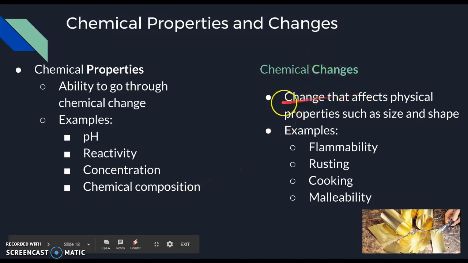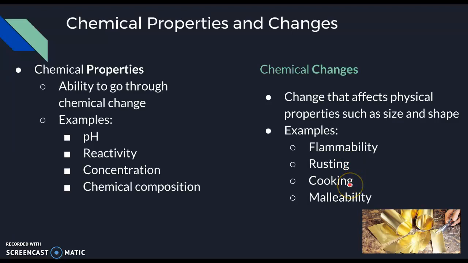Chemical changes, and this is not the right thing. I'm sorry, I will correct that in the slides. Chemical changes are when we actually change the substance into something else. So flammability, we burn it. Rust forms, that's from oxygen and iron that react together to change into something else.